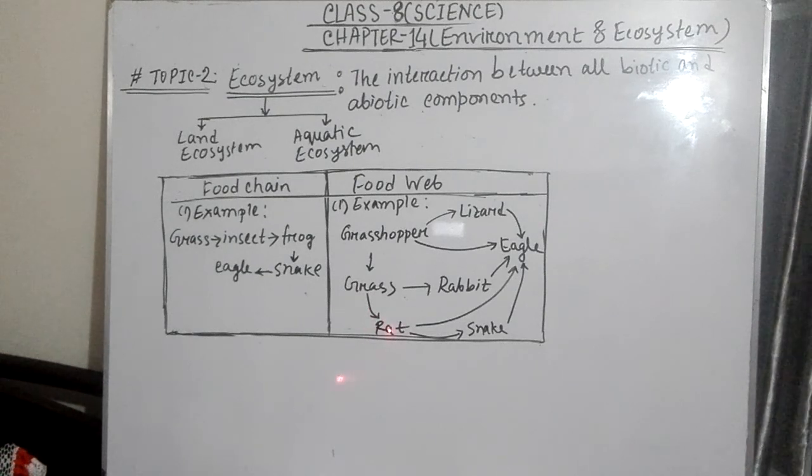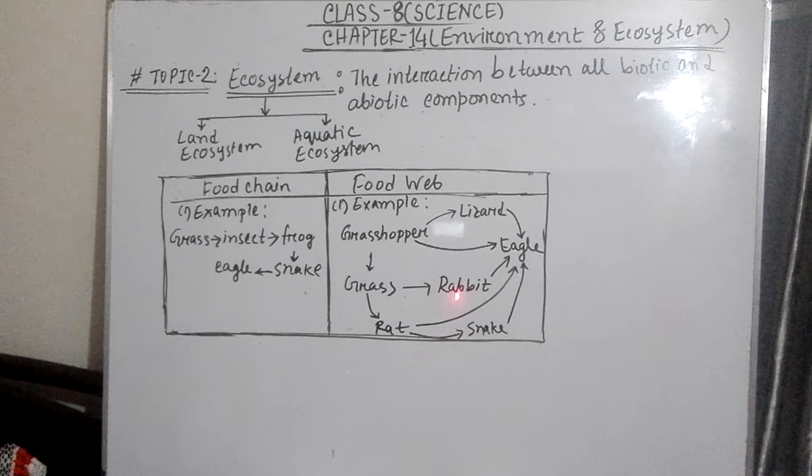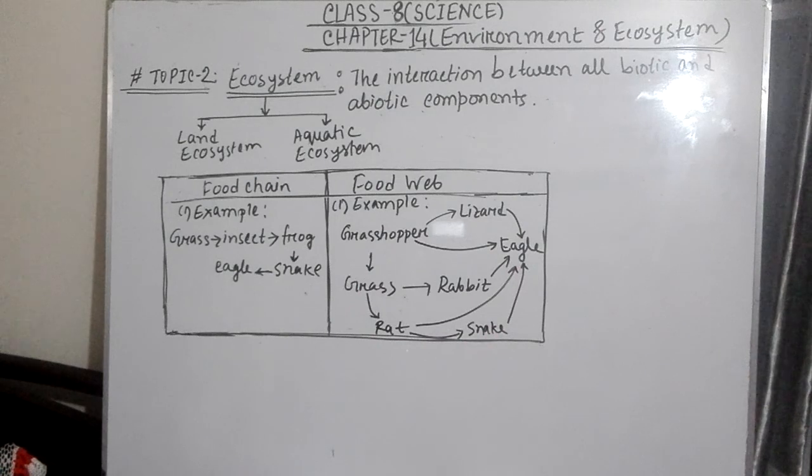Grass is eaten by rat. Rat is also eaten by snake. Rat is also eaten by eagle. Rabbit is eaten by eagle. So there is a web-like structure, so it is called food web. If you focus on this food web, you will find that there are so many food chains which are interrelated and have made this food web.